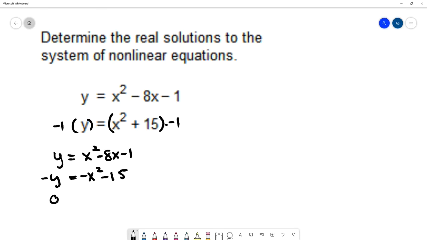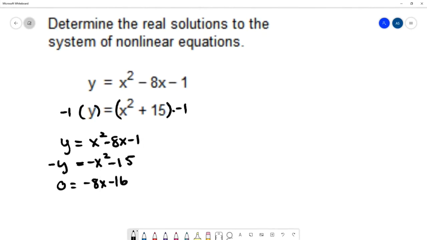Y minus y is 0. We've eliminated the y variable. X squared minus x squared. We've eliminated the x squared. Negative 8x carries down, and negative 1 minus 15 is negative 16.